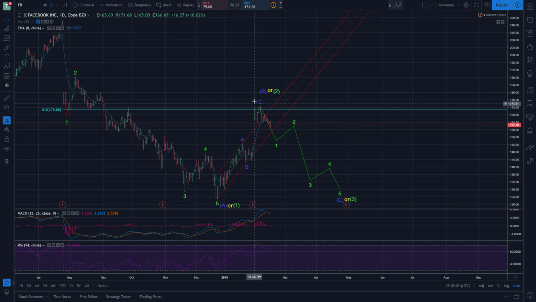C or wave 3, and obviously depending how this decline looks and how long it takes and how low it goes and all that, that'll determine whether it's likely a C or a 3. But at this point, either scenario looking lower.